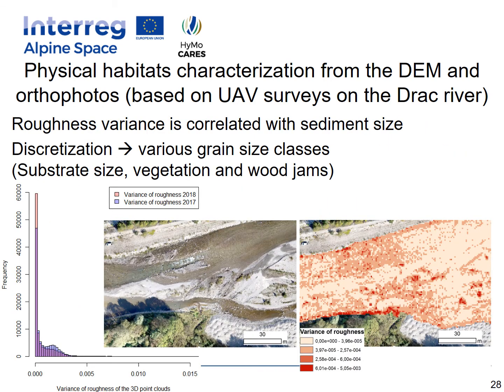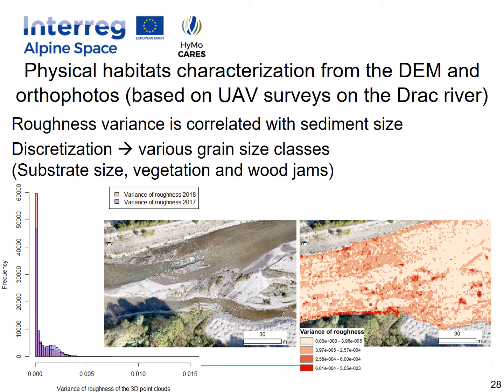Variance of roughness, which is, as mentioned previously, correlated with the sediment size, was classified into 4 classes corresponding to quantile values of the distribution of 2018 values without considering 0. The distribution of 2017 and 2018 values is illustrated on the figure on the left. This discretization in 4 classes is illustrated on the right, showing that several grain sizes can be present on the same gravel bar.